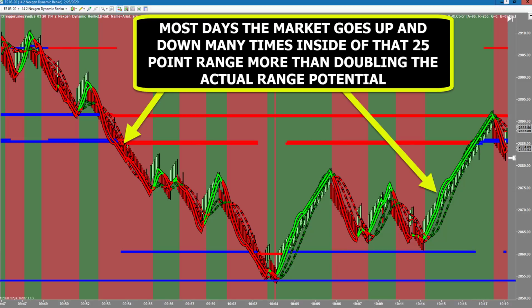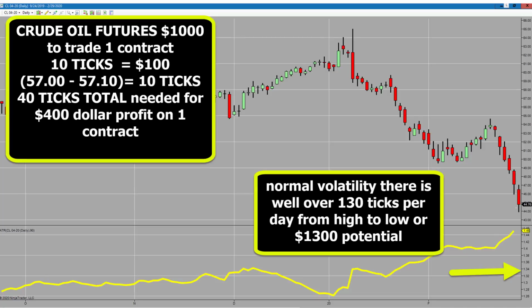Now, the benefit of day trading and intraday trading is that during any one given day, the market could go down 20 or 30 points, and then it could go up 20 or 30 points, and it might even do it 2 or 3 or 4 times. So instead of really having $1,200 potential, we end up with a market that has $2,000, $3,000, $4,000 in potential for the actual range during the intraday time frame. So again, for us to be able to make $400 is not really that difficult.